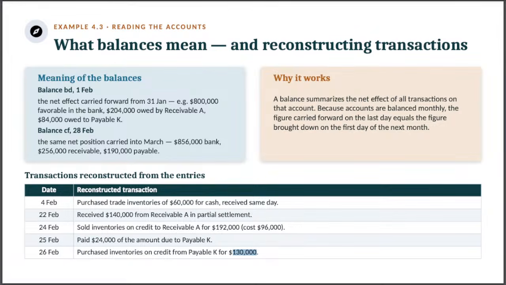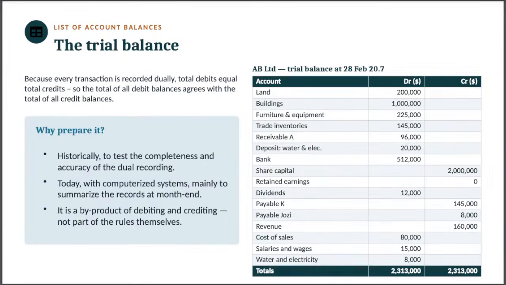So those are reconstructed transactions. And this list of account balances here is a trial balance. Now this is an internal document, pretty much to make sure that everything was done right before you present any of the financial statements. Because every transaction is recorded duly, total debits equal total credits. So the total of all debit balances agrees with the total of all credit balances.